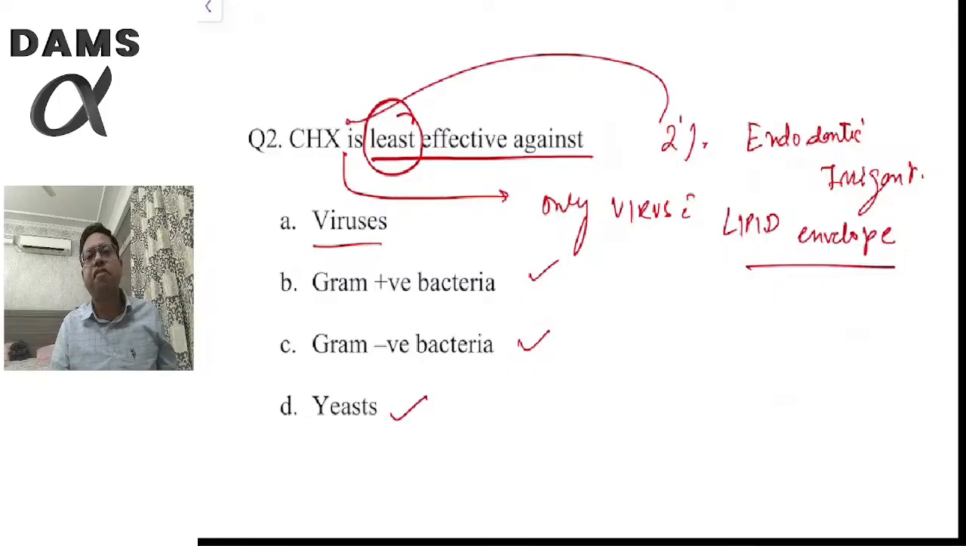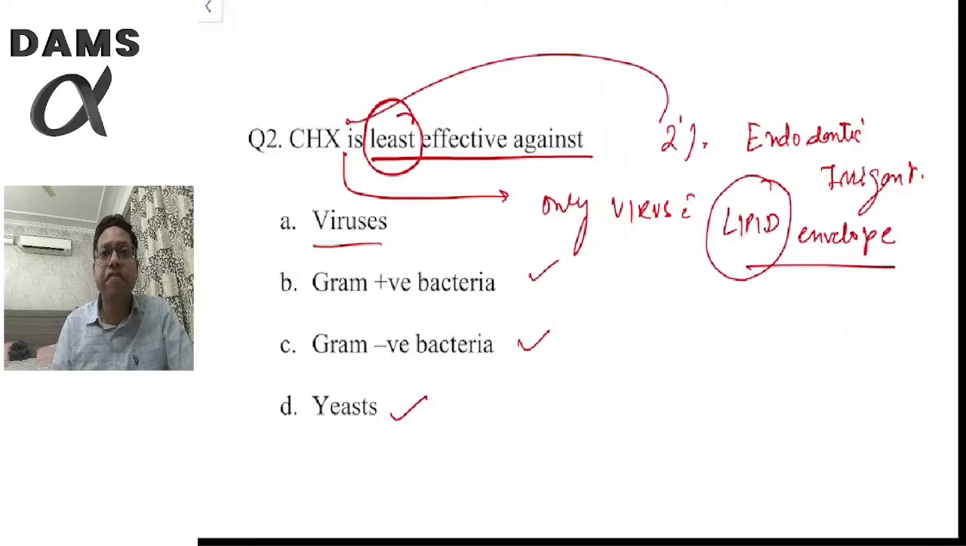A very recent example has been the pandemic of coronavirus. We all know that it is an RNA virus, and chlorhexidine has not been effective in killing these viruses with nucleic acid envelopes. So it is only effective against viruses with lipid envelopes. So it has got limited efficacy. So if we have to make a comparison between the different groups of microorganisms that are killed by chlorhexidine, then viruses would be the least affected by chlorhexidine. So answer would be option A.